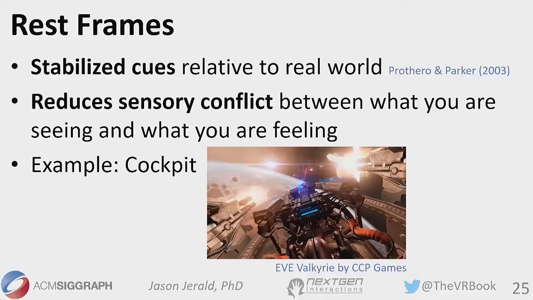So this part of the scene, if I perceive that as being stable relative to my vestibular system, then that can reduce that visual vestibular conflict. An easy way to think about that, I think the easiest way is a cockpit example. Here's an example from the game EVE: Valkyrie by CCP Games, right? The cockpit is perfectly stable. It's only the outside world that moves, and that helps a little bit. It doesn't solve motion sickness, but it definitely helps.